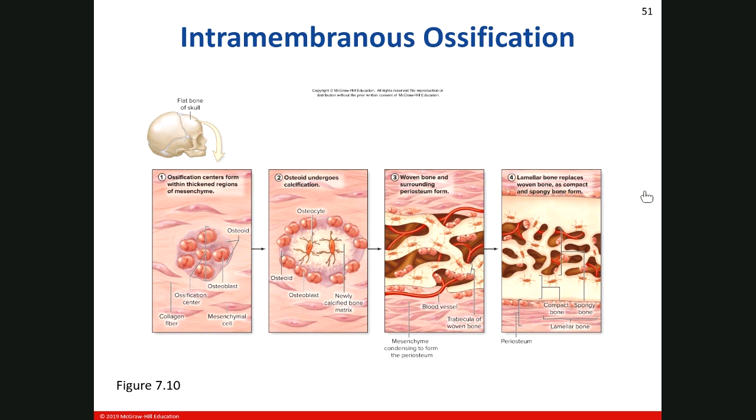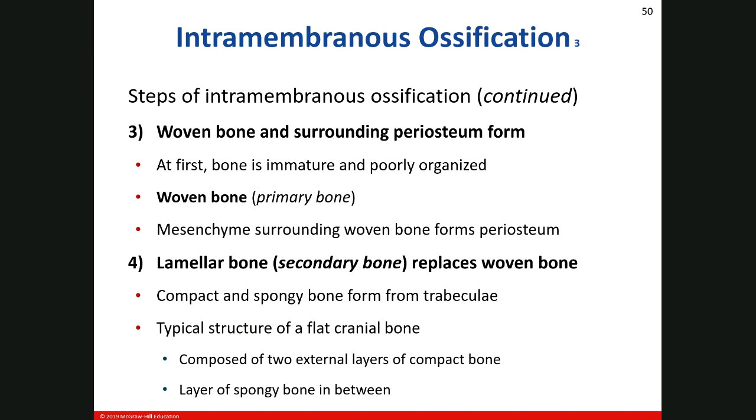All right, the last step, right? This is when we start to transition our bone from that immature, poorly organized primary bone to the bone that we ideally want, what we call our secondary bone or the lamellar bone. This is that mature bone that yields us both compact and spongy bone.